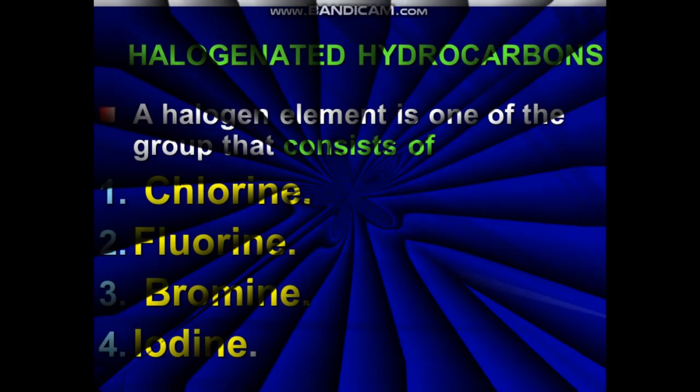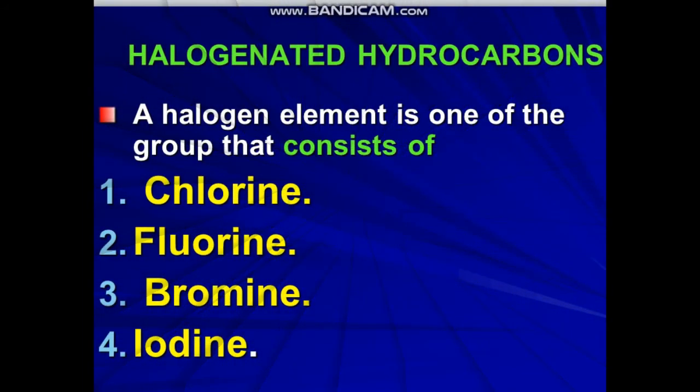The second type of agent is halogenated hydrocarbons. The halogenated hydrocarbon is a combination of two elements. One is the halogen and the second one is the hydrocarbon. A halogen element is one of the group that consists of chlorine, fluorine, bromine, and iodine. And of course, you remember these elements because you studied them before in secondary school. So, this is the halogen element.